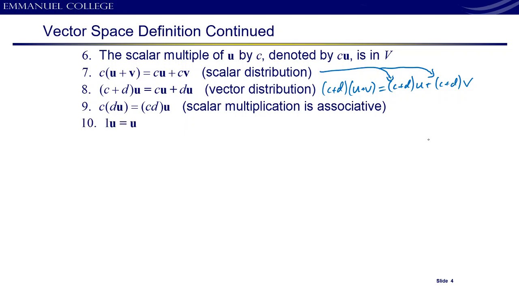And of course, number 10, which sounds obvious, but it's necessary. If you multiply 1 times your vector, you should get back the original vector. It's kind of like a multiplicative identity, but we don't have vector multiplication right now. So you just have to think about the scalar times the vector.